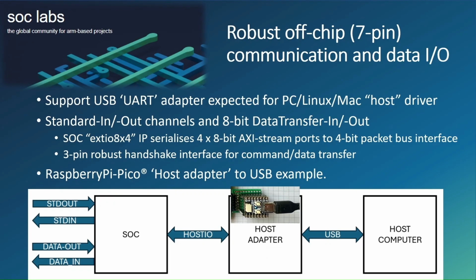Off-chip communication is quite a big problem, particularly when you're trying to minimize costs, so you don't want to add in costly IPs. Keep it as simple as possible and as small as possible. What we've done is develop what we're calling the XIO interface, effectively an external AXI stream with full handshaking. You can then connect this via a Raspberry Pi Pico chip over USB to a host computer, and you can control standard in, standard out, as well as data in and data out.